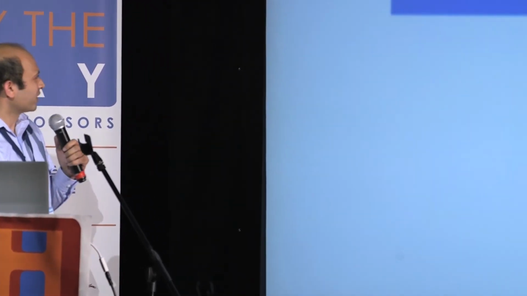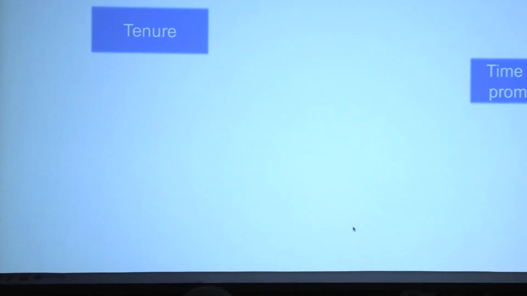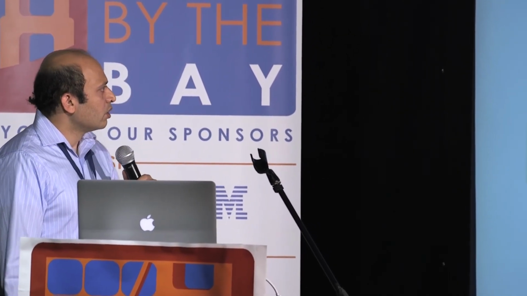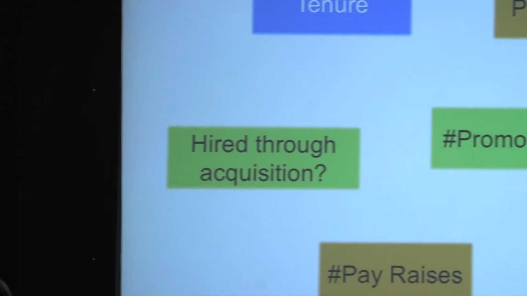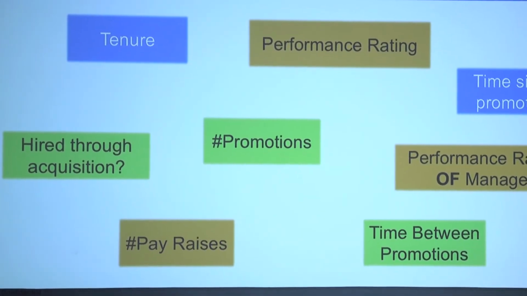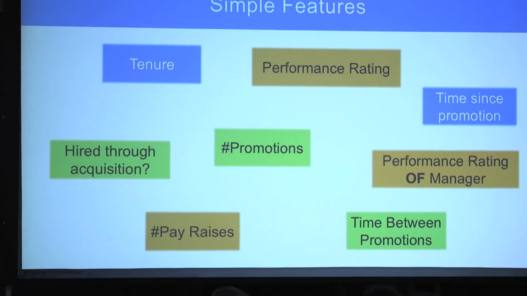All right, it's working. So we started with a few simple features. One of the features we started with is tenure, how long the employee has been around. Another feature was time since promotion. We had a few other features based on number of promotions, how long it took between promotions, number of pay raises, whether the employee was hired through acquisition, the employee's performance ratings, the manager's performance ratings, and so on. These simple features did not give us a lot of lift.